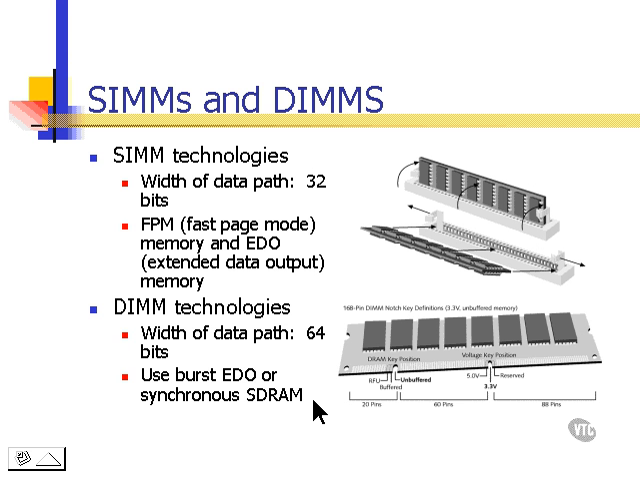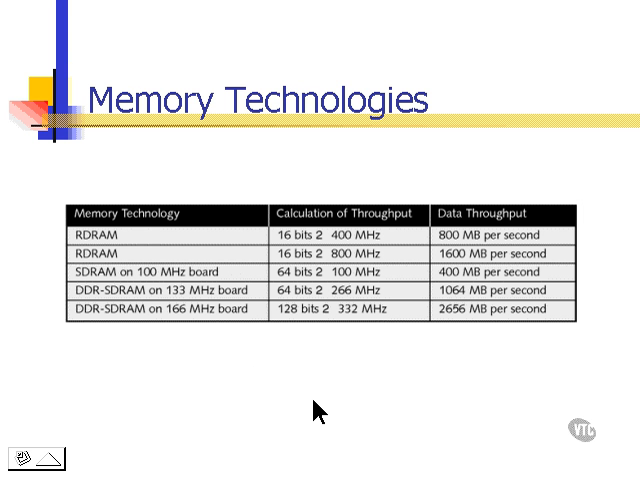Let's overview some of the latest memory technologies for the latest boards. Some of the latest technologies include RDRAM, SDRAM, and DDR SDRAM. These are some of the fastest memory technologies that are available today.